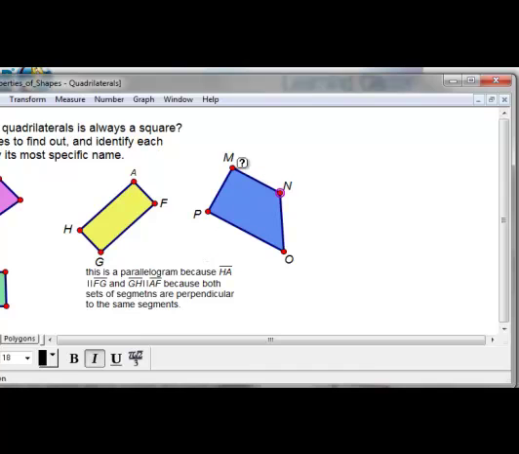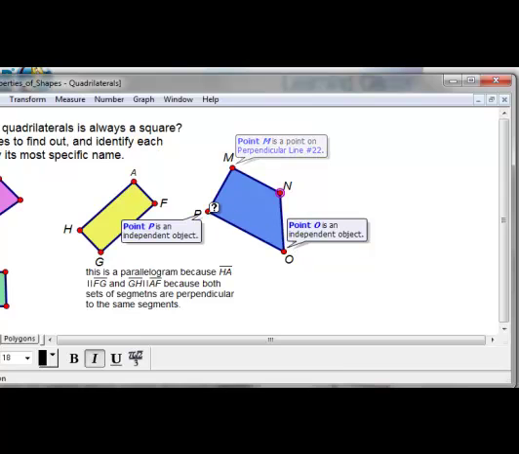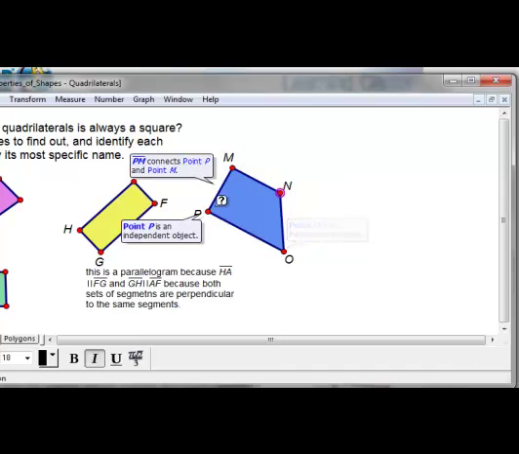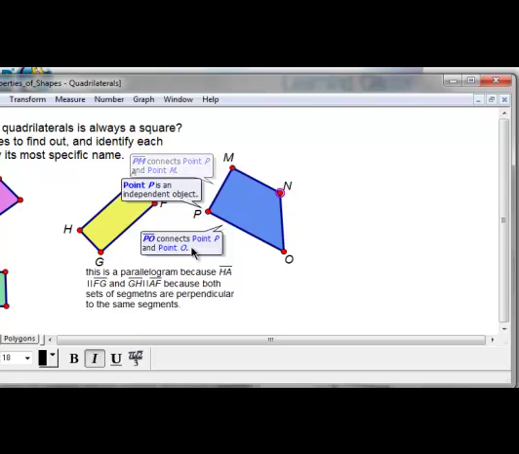So let's look at point M. Well, that's perpendicular to line 22. Let's look at point O. Point O is an independent object, and P is an independent object. So what about this one? Aha. So this segment here, PO, connects point P, which is an independent object, and point O, which is an independent object.